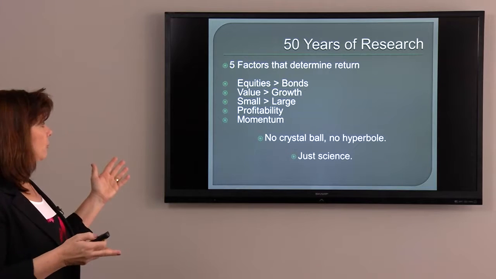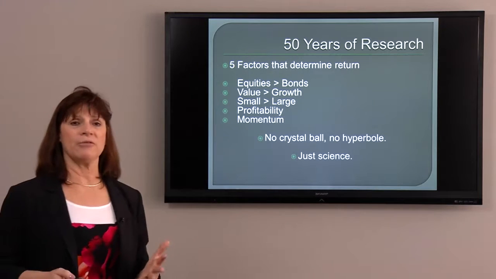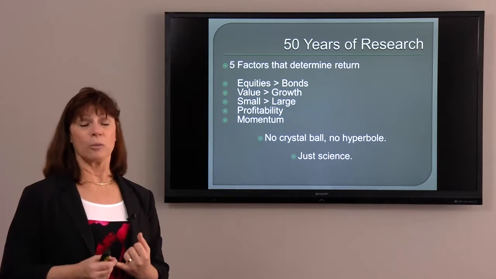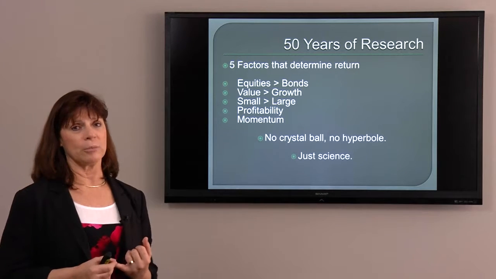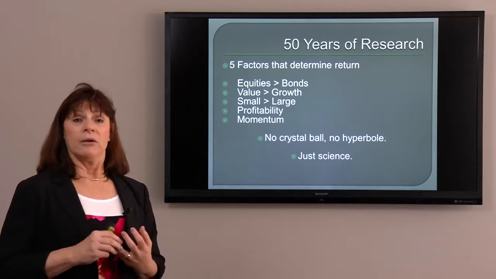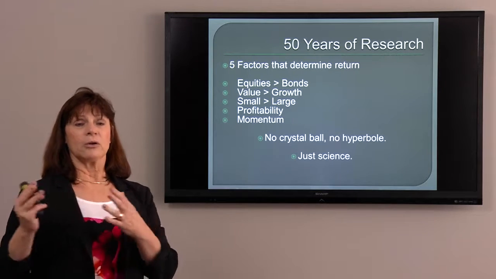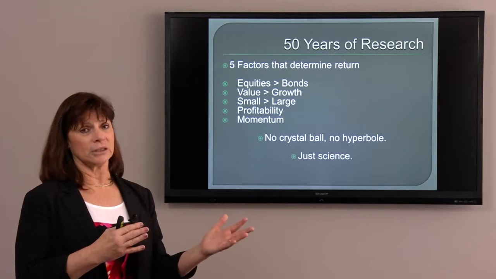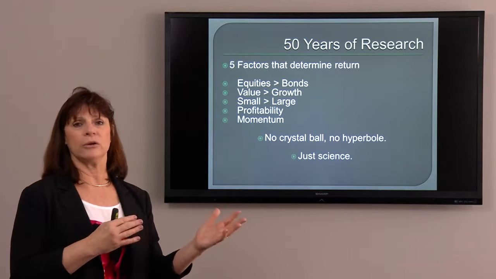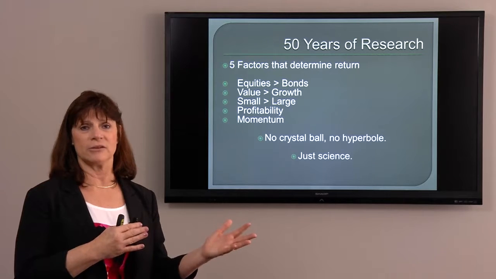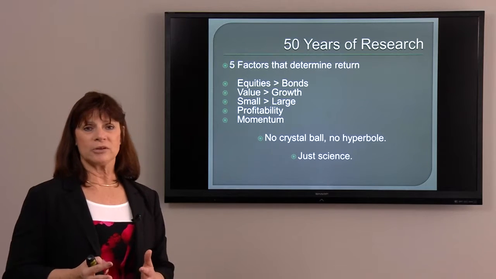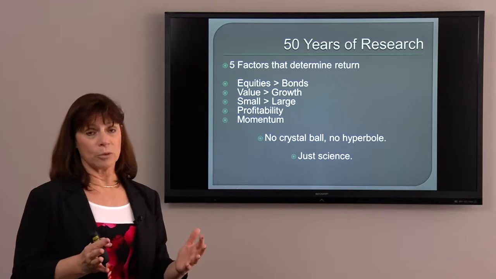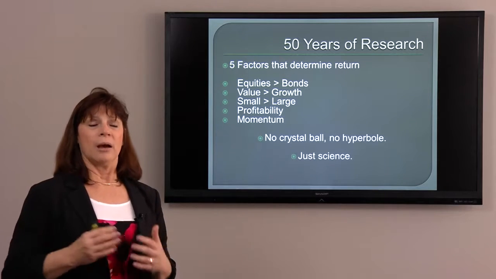So this is based on 50 years of research, and there are 5 factors that determine this return. Equities, stocks, are riskier but have a higher return than bonds over time. Value stocks create more return than growth stocks. A growth stock is basically what you include in the S&P 500, or what you're thinking of as the S&P 500. Small cap stocks outperform large cap stocks over time.